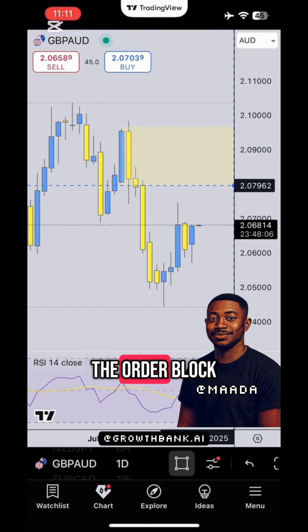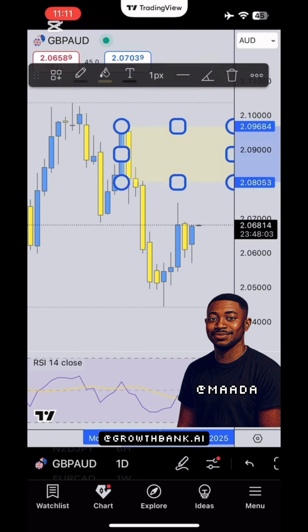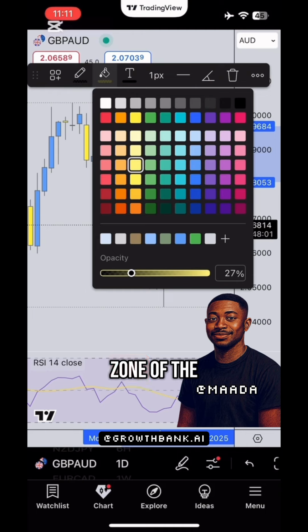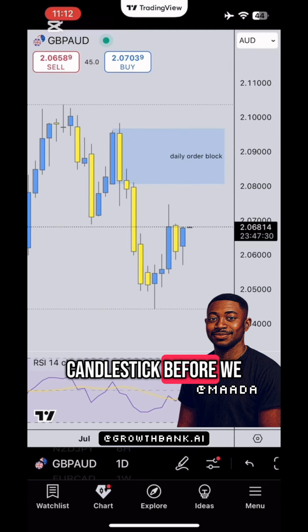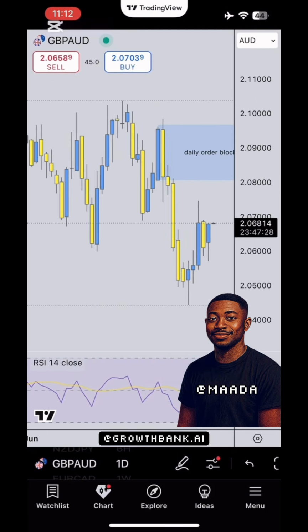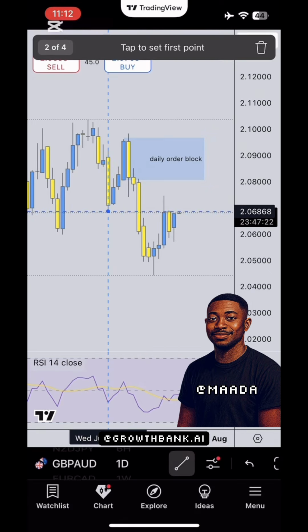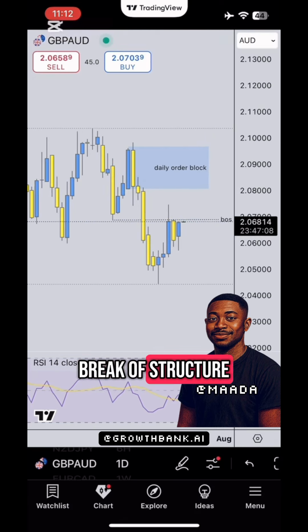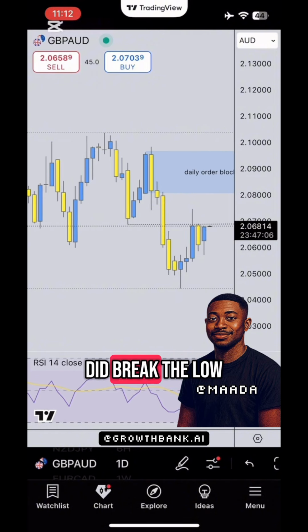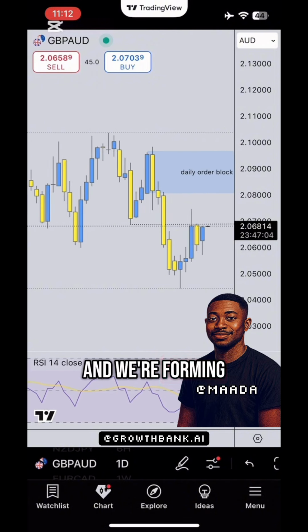Okay, we identified the order block. This is the zone of the candlestick before we broke structure. So we're going to expect price to pull into that daily order block. This is the break of structure to show that we did break the low and we're forming lower lows now.